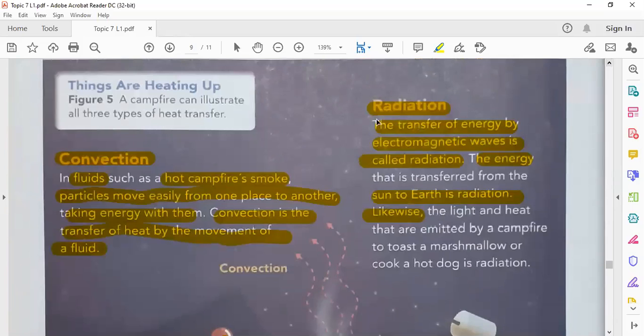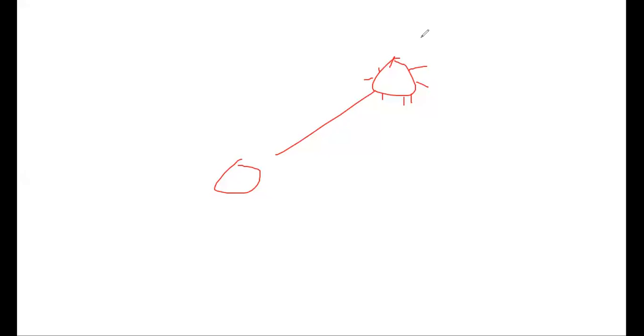Convection happens in fluids, in gases and liquids. Gases and liquids are called fluids because the particles can move easily from one place to another. In convection, for example, I want to explain about air.